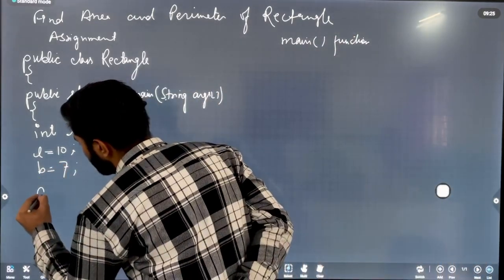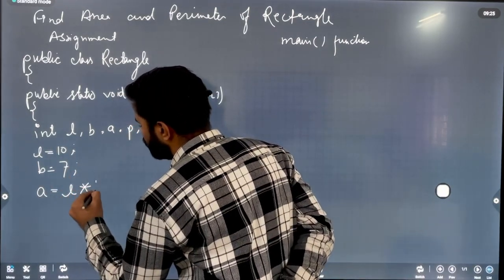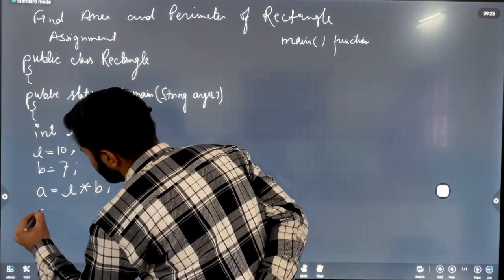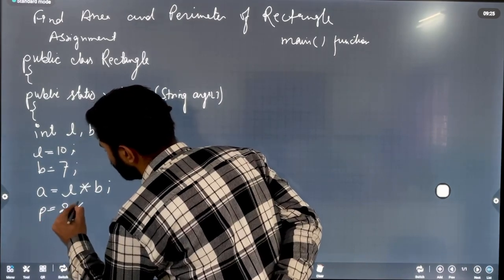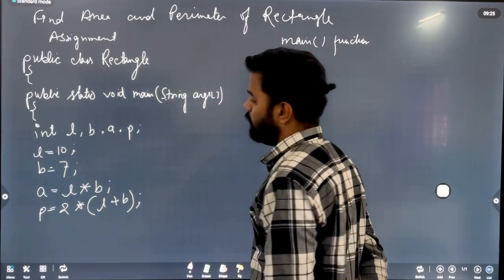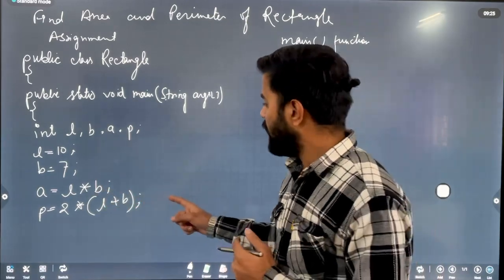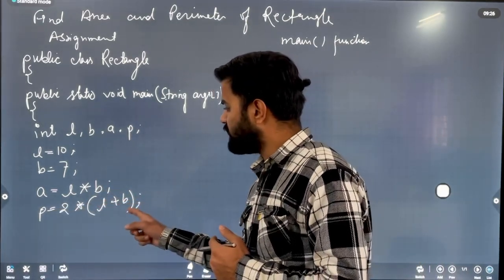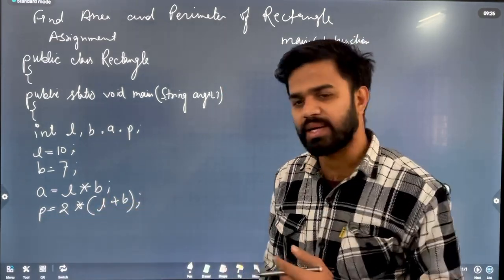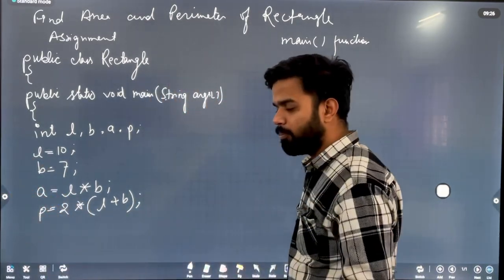Now we will find the area and perimeter of the rectangle. So we will write area A is equal to length into breadth, so it will be A = L * B. And then to find the perimeter, we will write P is equal to 2 * (L + B). Now in variable A, there is the product of L into B, which is the area of the rectangle. And in variable P, there is the sum of length and breadth, which is then multiplied by 2, which is the formula to find the perimeter of a rectangle. So one variable represents area and the other represents perimeter.